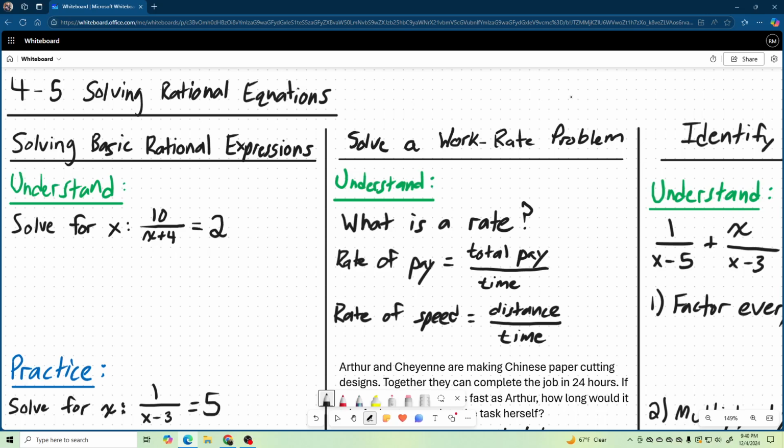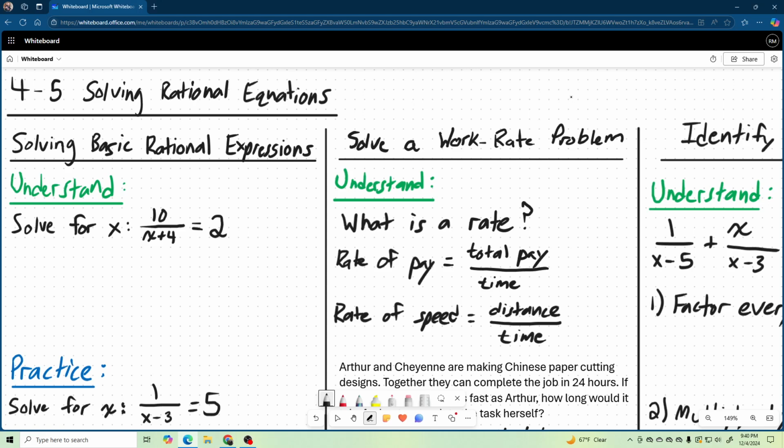Hello everybody, welcome to 4-5 Solving Rational Equations. This will be the last lesson in the unit, and we're finally going to actually solve some stuff instead of just simplifying expressions and factoring. Alright, so let's start with some basic ones.